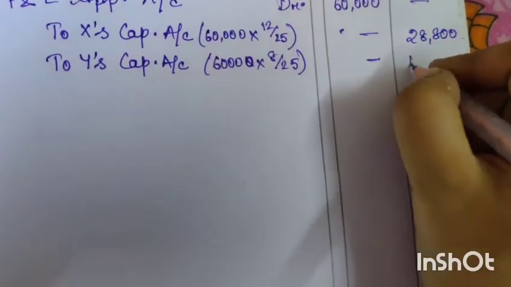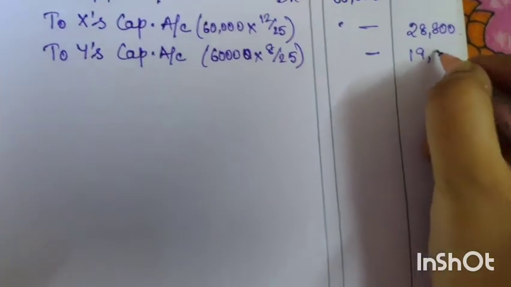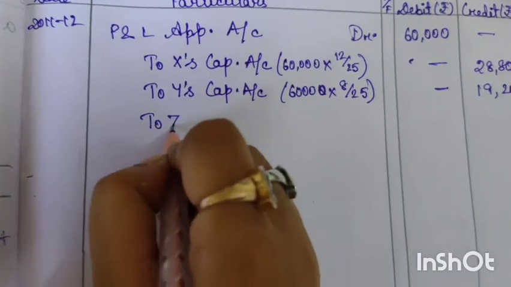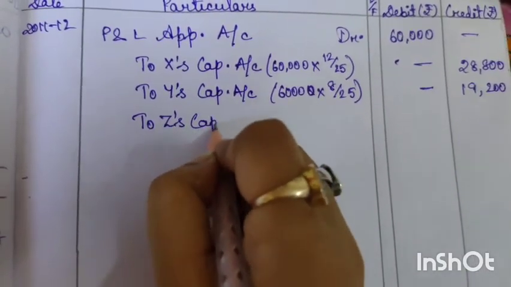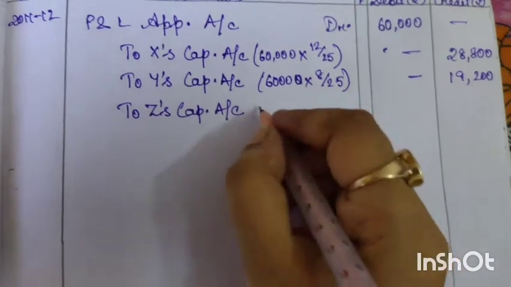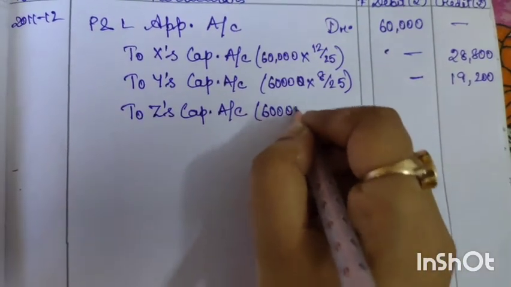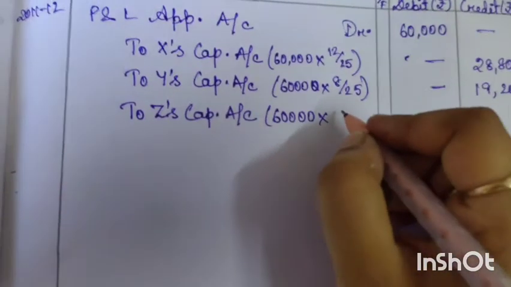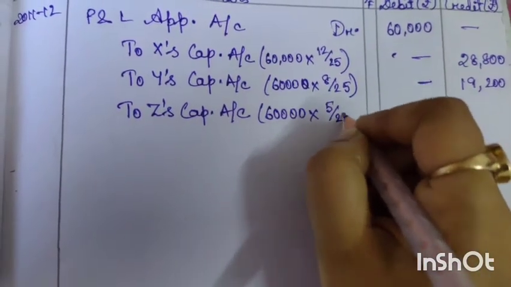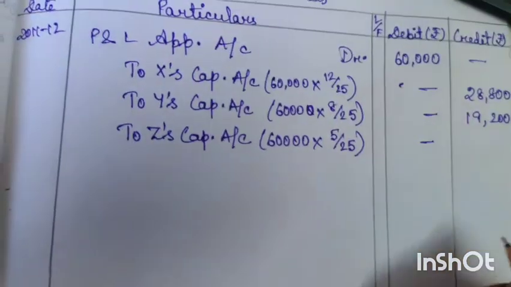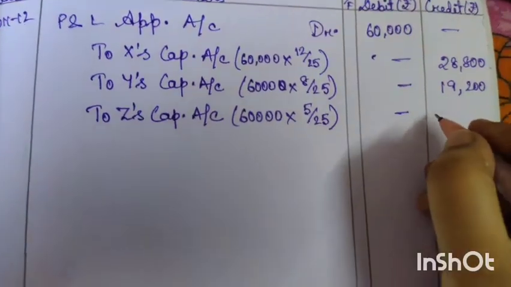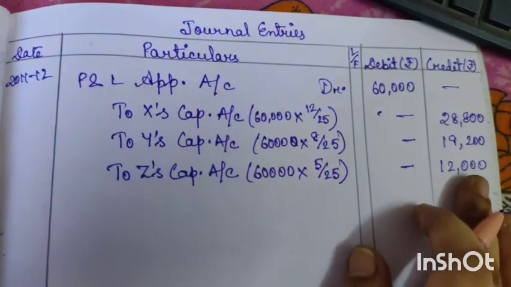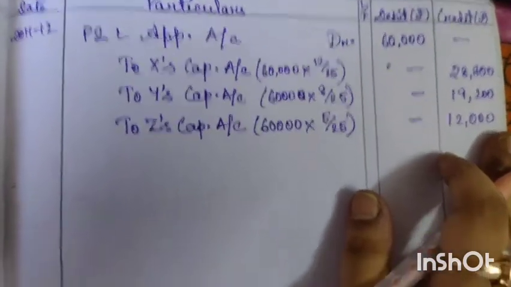The share will be 19,200. Now for Z, to Z's capital account, 60,000 into, what was the share of Z? 5 by 25. So we'll write here 5 by 25, and the share of profit for Z is 12,000. So this is the profit if we assume that there was no guarantee.